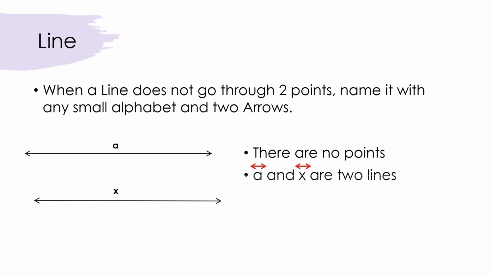So there are no points here. So a and x are 2 lines. Do notice how we put the arrows on top of the alphabets.